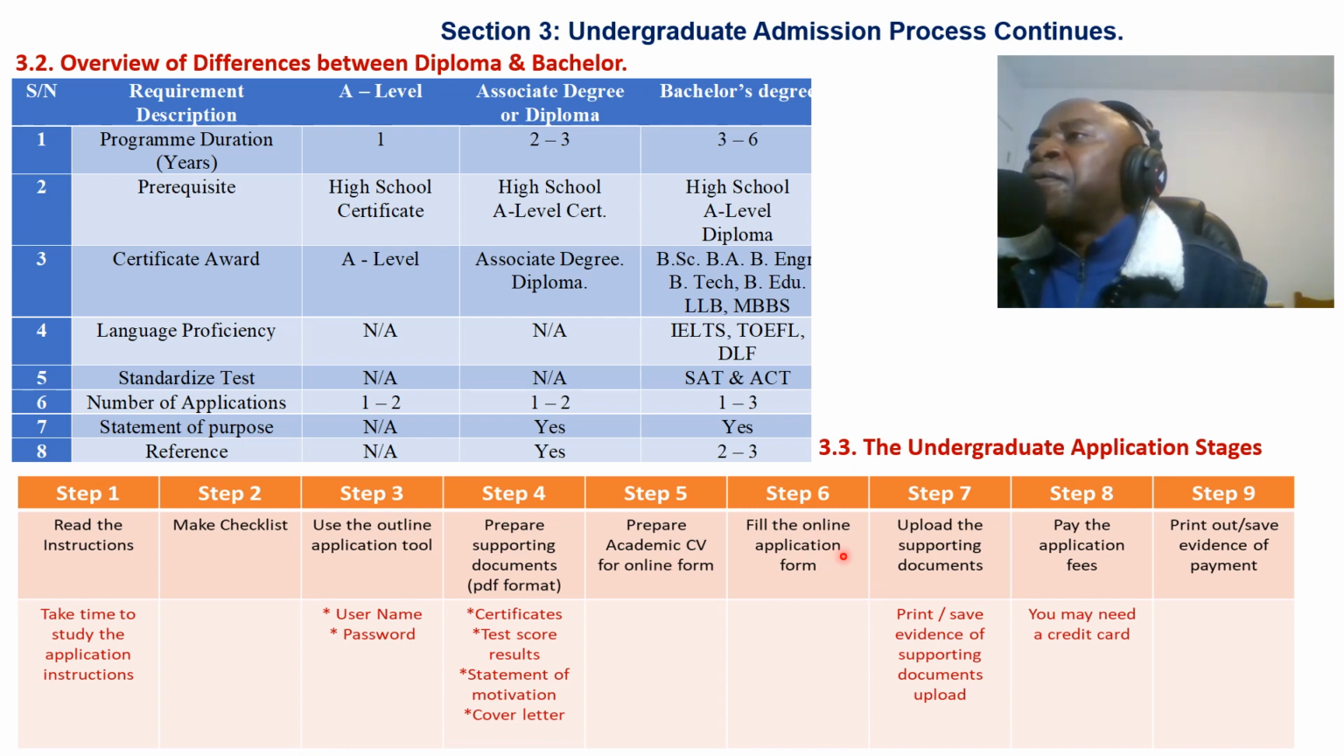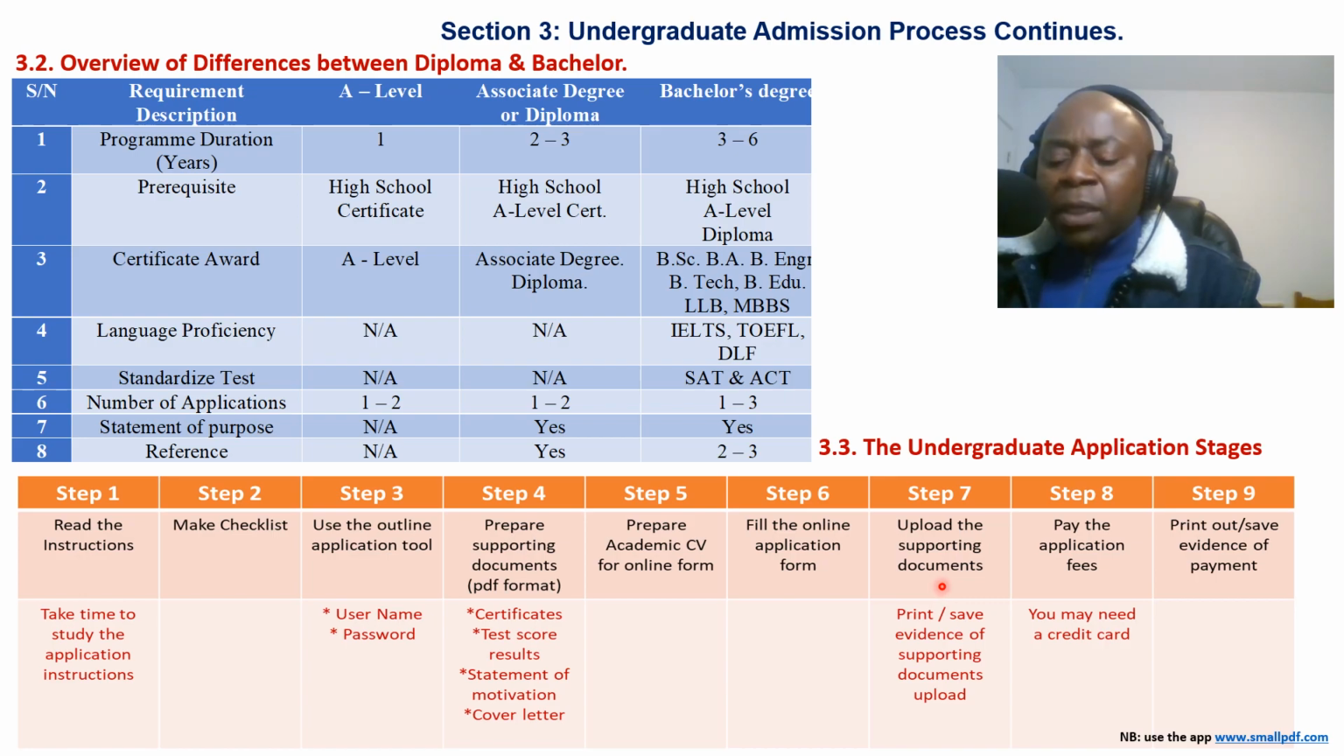Then you start filling the application form by using the academic CV. When you are done filling, you upload the supporting documents. Use the checklist to make sure that all the documents they expected are uploaded. Then when you are through with step number 7, step number 8 is to pay the application fee. In most cases, you may need a credit card. Then step number 9, print the evidence of the payment. If you follow these 9 steps, you are good, and you will get everything you need.